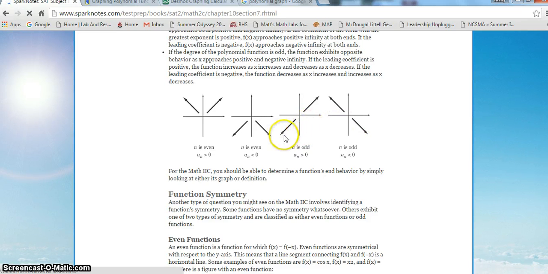If I have a line with a positive slope, the left-hand side points down and the right-hand side points up. If my line has a negative slope, that would mean a negative leading coefficient, the left is pointing up and the right is pointing down.